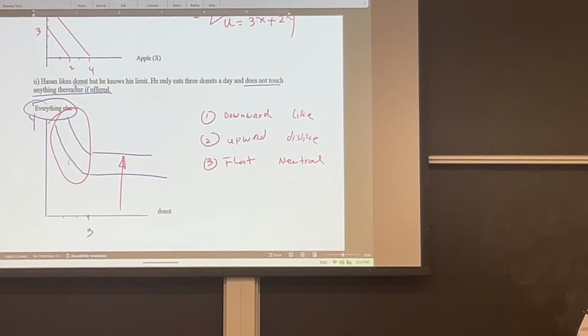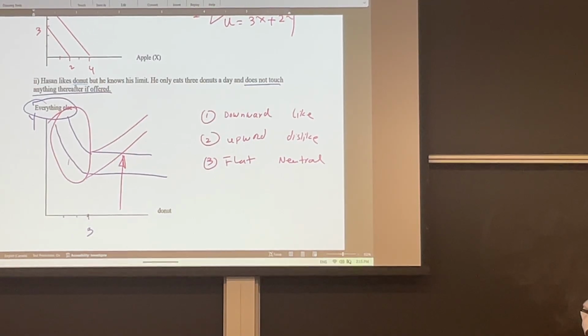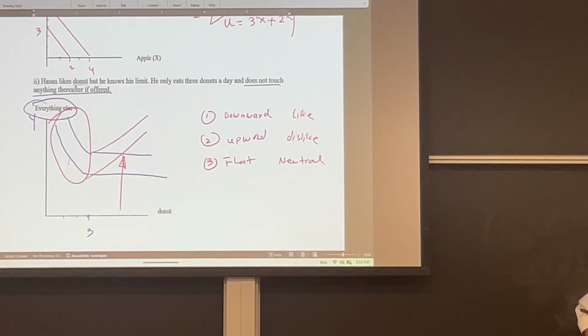Make sense? If the question had been, he likes donut up to 3, then he eats it but gets sick of it, then it would have been a bad thing. After 3, I would have graphed it this way, that's a bad thing now. Make sense? So a bit of change changed the way the indifference map looks, but the idea is right there. If you're downward sloping towards it, you like it. You give up something for it. If you're upward sloping towards it, you dislike it. You want compensation for it. Flat means more of it doesn't do anything. That's neutral. So I'm using that to graph the indifference map. Right? Make sense? Okay.